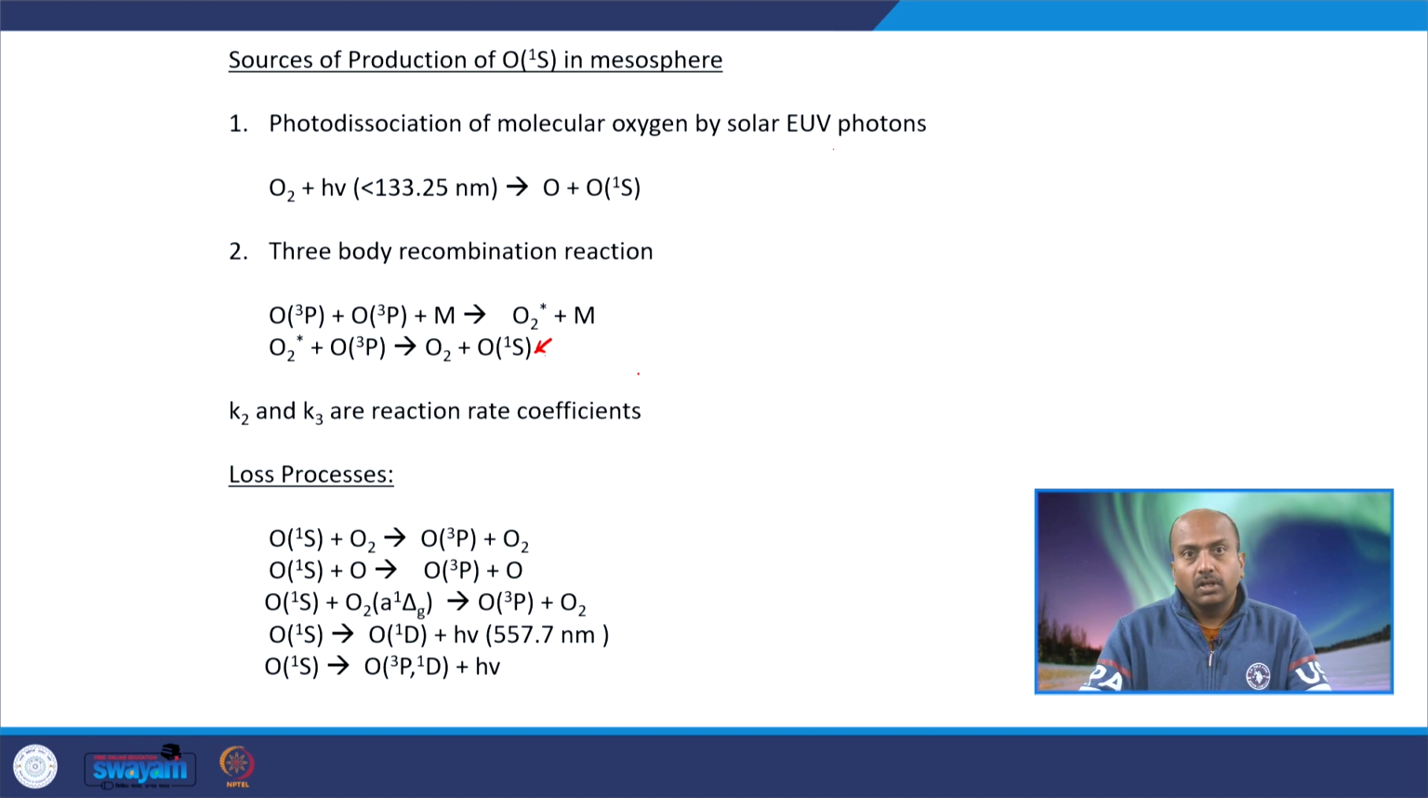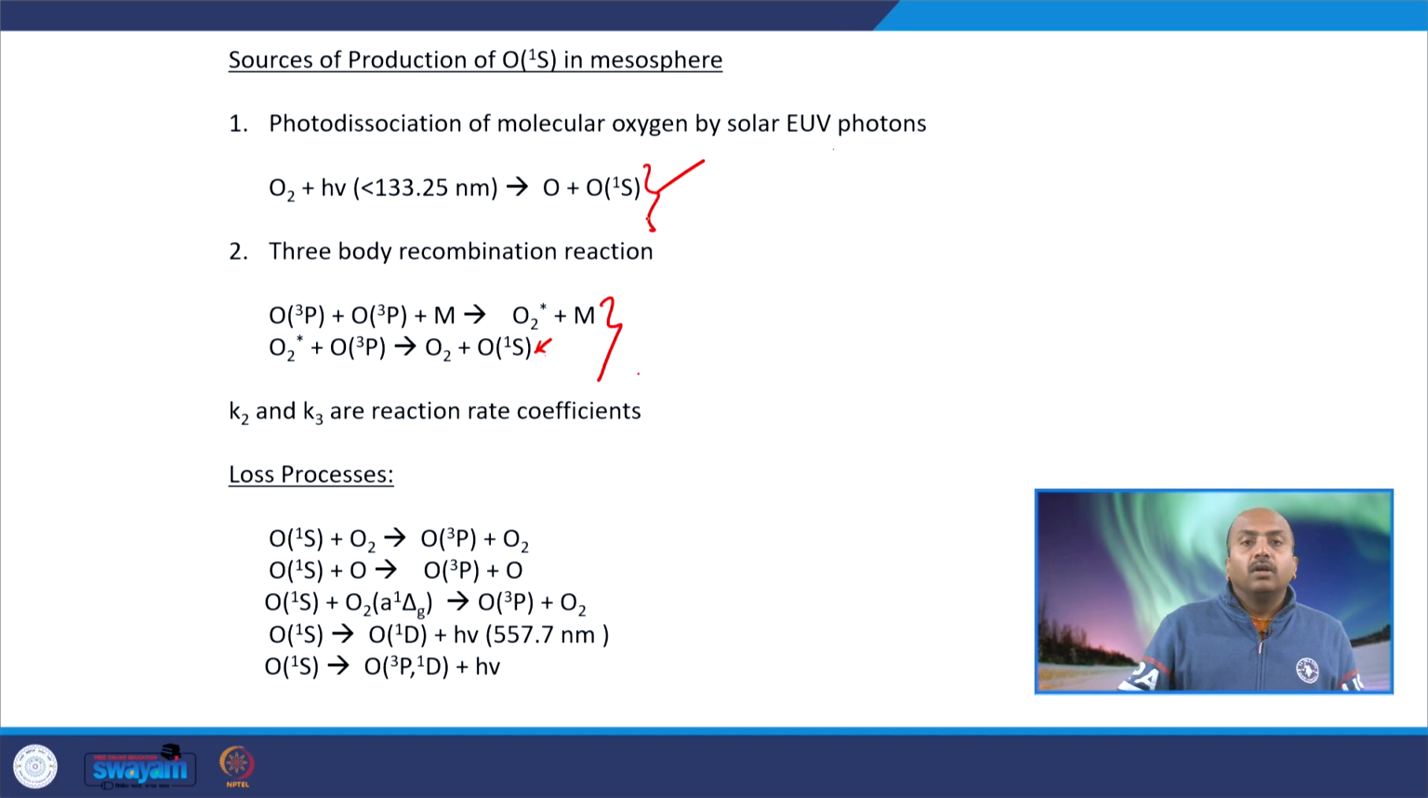But of course, if you have two processes which are competing with each other, both of these processes will compete to consume the available species which are there, right? So that means that these are only the major reactions that I have highlighted here. There are many other processes.